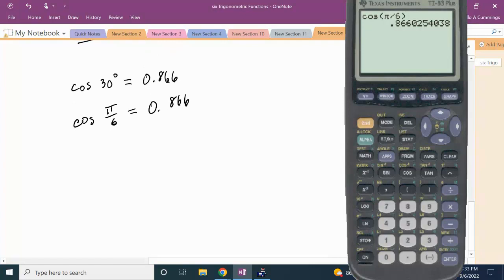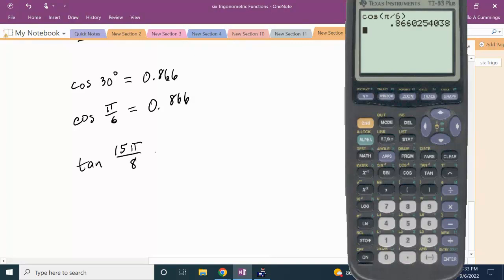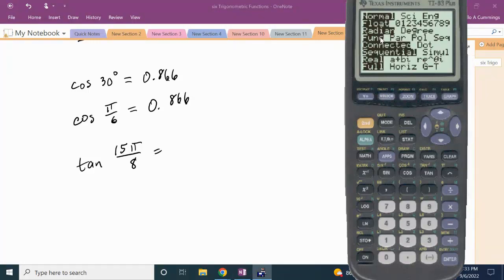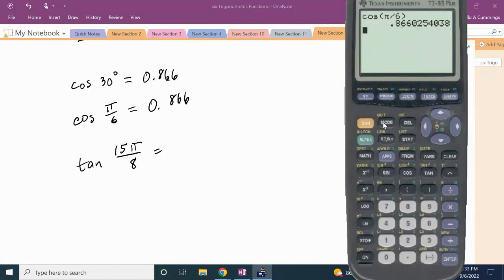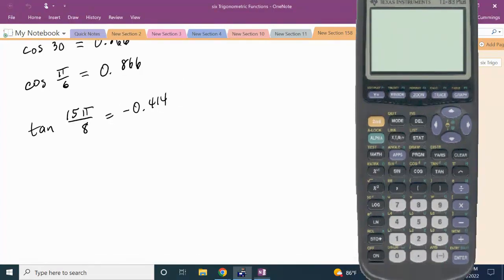All right. So let's say we wanted to find the tangent of 15 pi over 8. Again, you just want to make sure you're in the right mode, and I am in radian mode. So I want the tangent of 15 pi divided by 8, and we have negative 0.414.